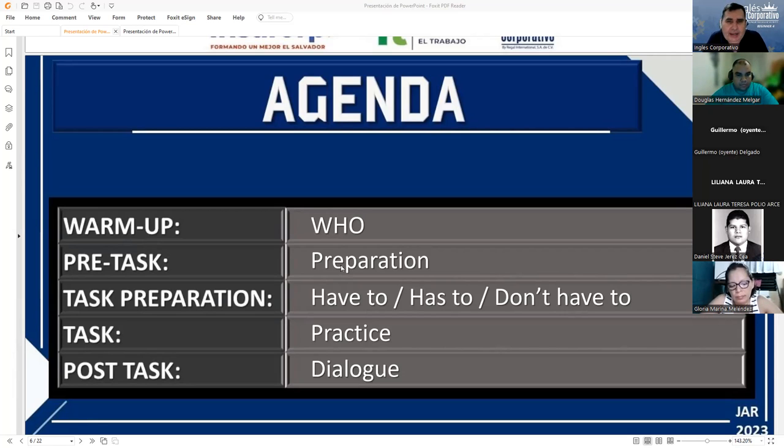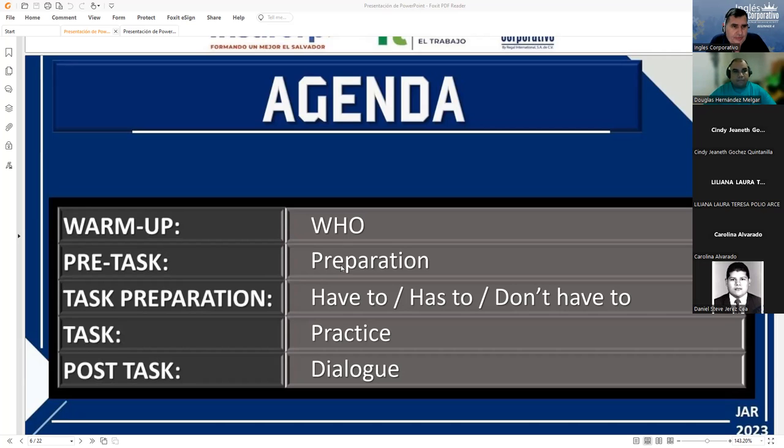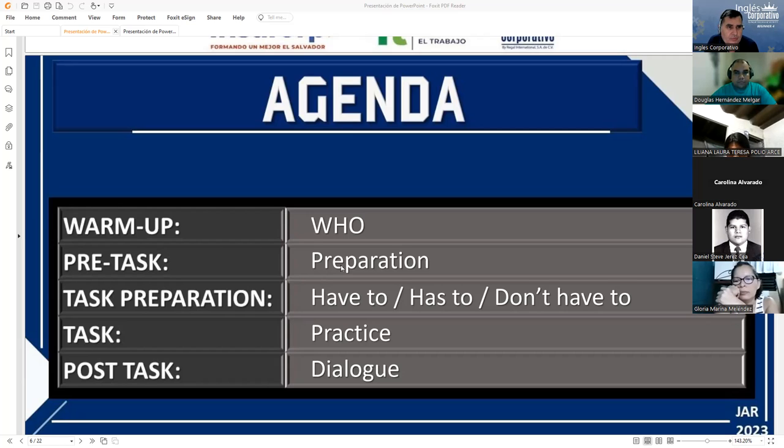Let's see. Adelaida Carolina Alvarado. Present, teacher. Very good. My dear niñitos, please write your complete name because I look for the first name and I don't find it, so I get confused. Cindy Janet Gotches. Present, teacher. Daniel Steve Jerez. Present, teacher. Excellent. Daniela Lisette Gutierrez. Present, teacher. Daisy Tatiana Cruz.